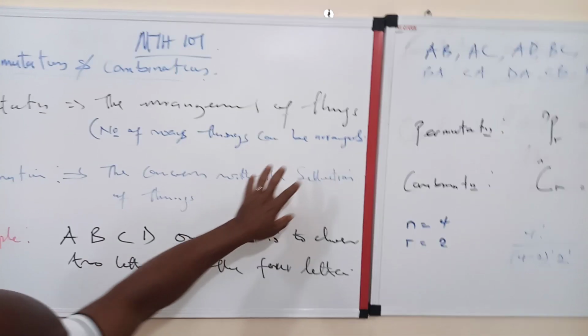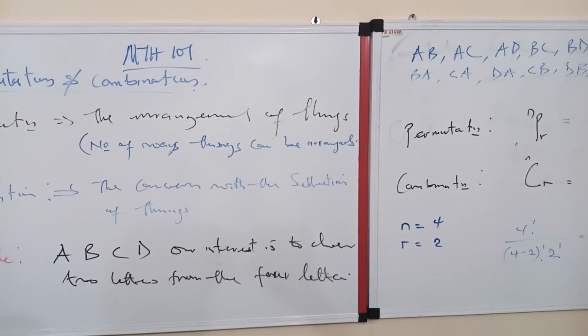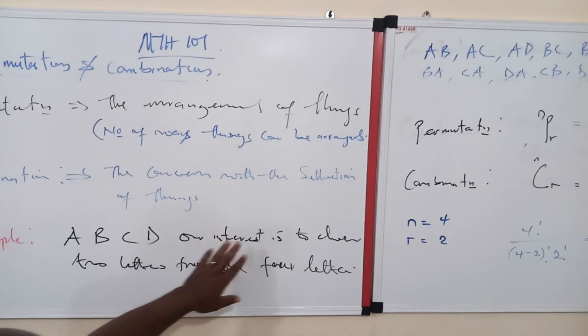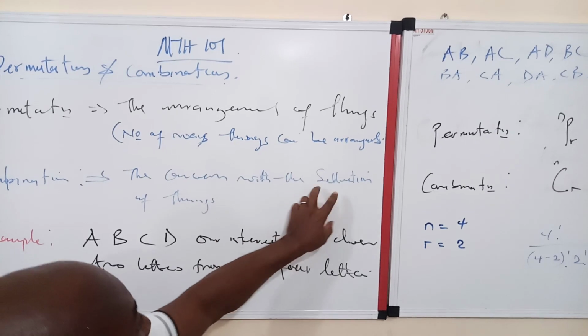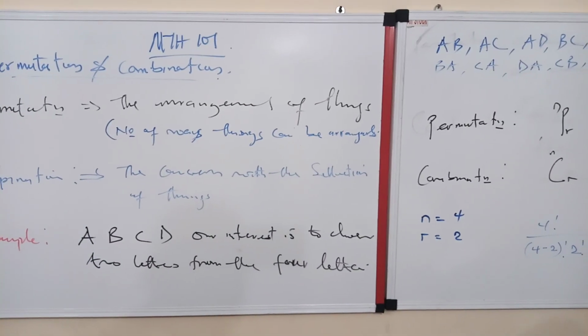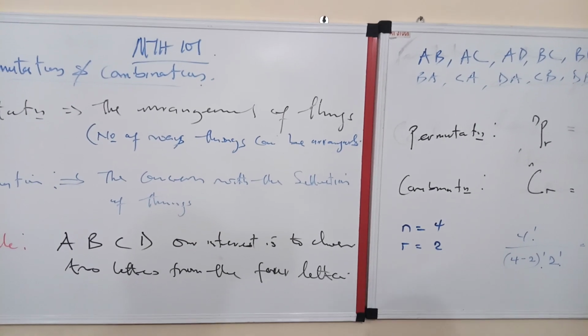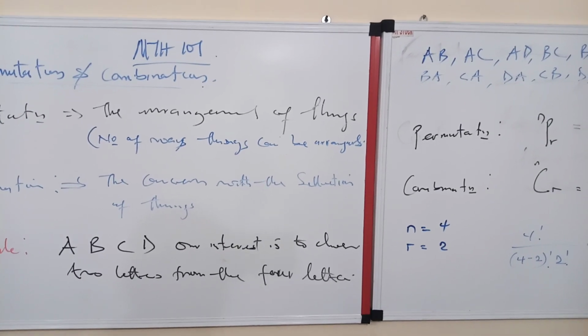So when that term arrangement comes into play, you know that you're talking about permutation. Whereas for combination, the key term there is selection. Let's consider some examples quickly.